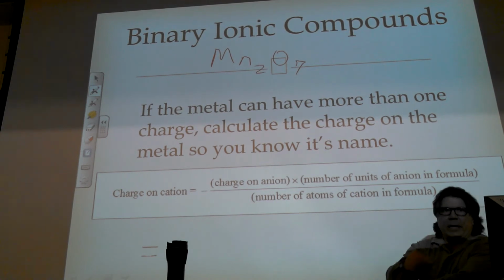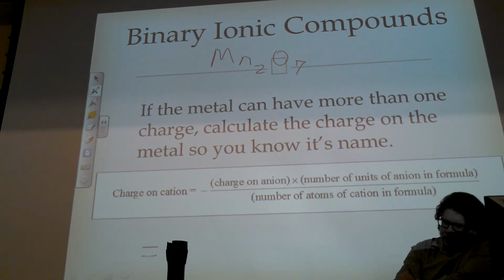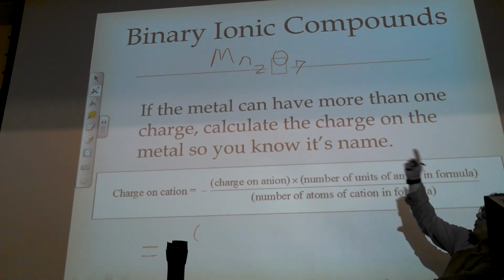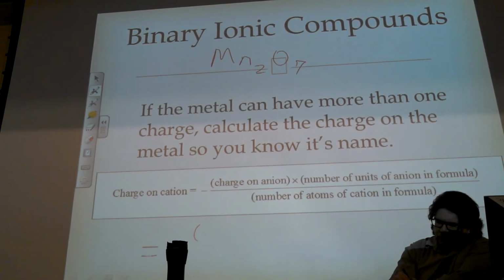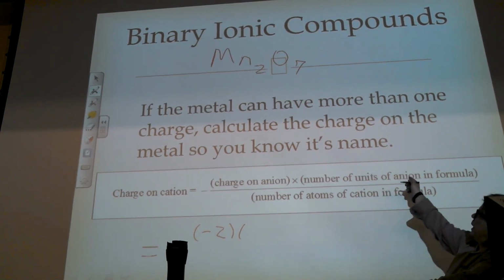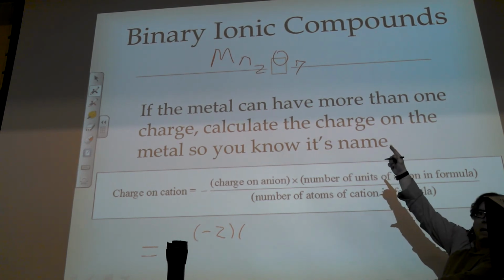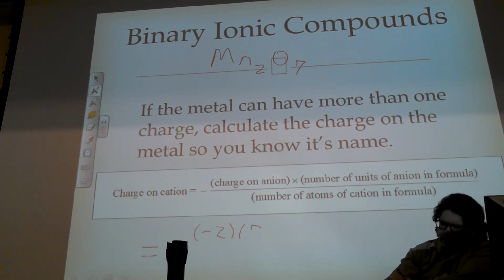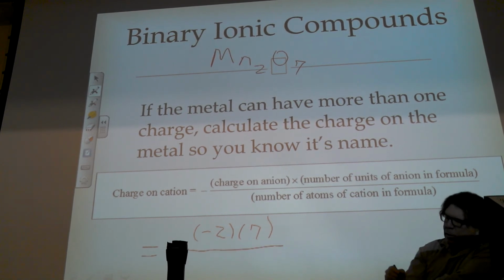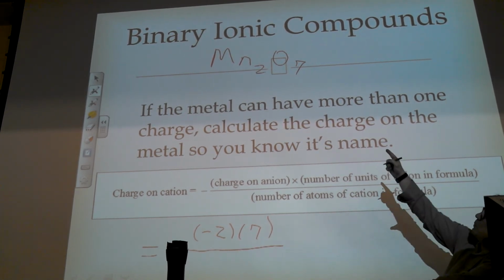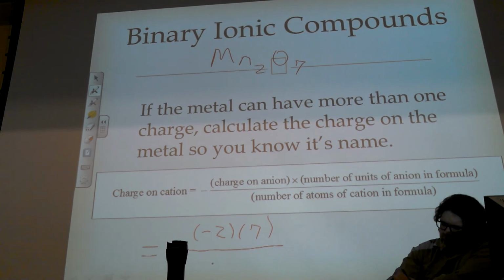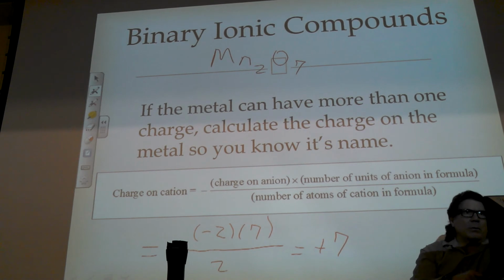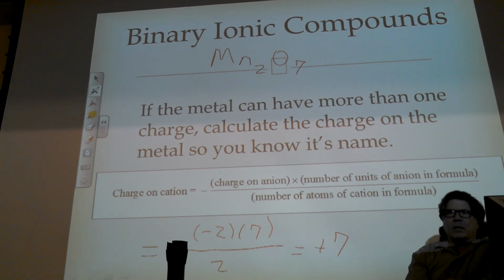So the charge on the cation, on the manganese, would be equal to negative, and then the charge on the anion. Oxide is the anion. You guys just told me you knew that it's -2. And the number of units of the anion: there's 7 oxides, so that's just a 7. Divided by the number of atoms of the cation. From the formula, there's 2 manganese. 2. And that gives you positive 7. You guys see how that works? So it's manganese(VII) oxide.